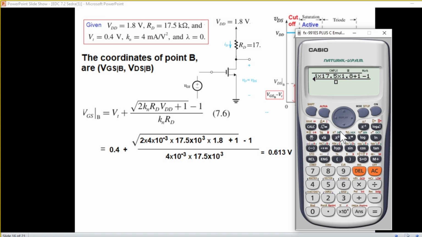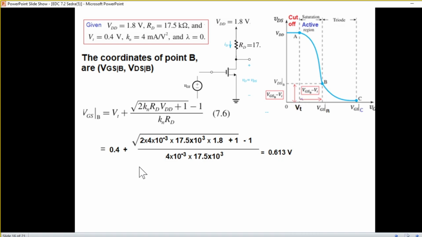So the numerator is done. Coming on to the denominator, we again cancel these two. So 4 into 17.5. So this is done. Now let's see what answer we get. Press the equal sign. This is not in straight form, so we'll just press SD. That is 0.6129, or 0.613 volt.